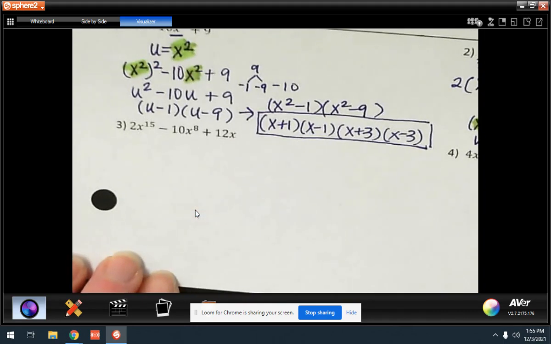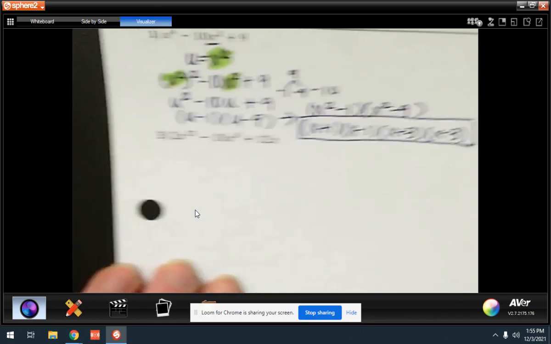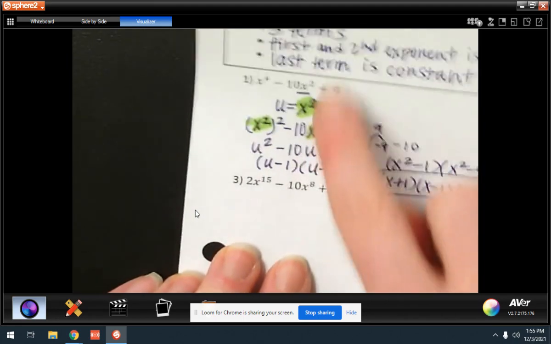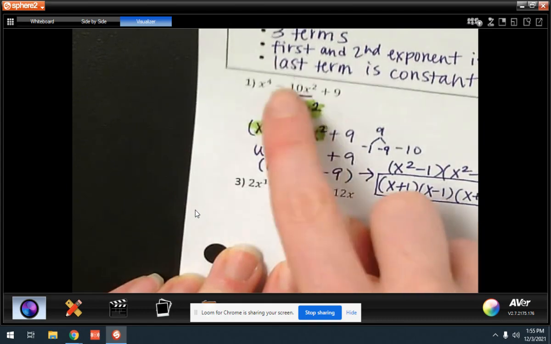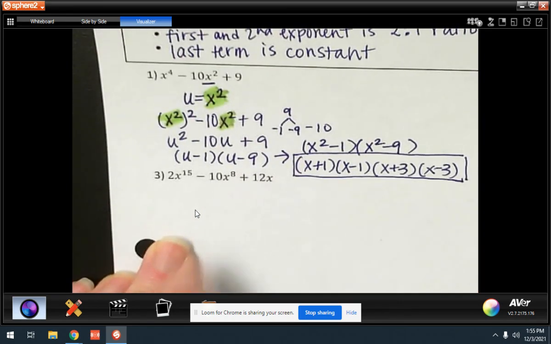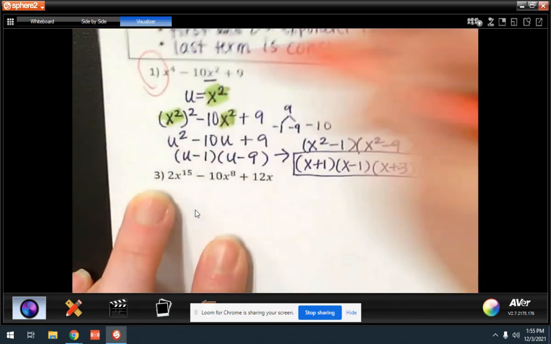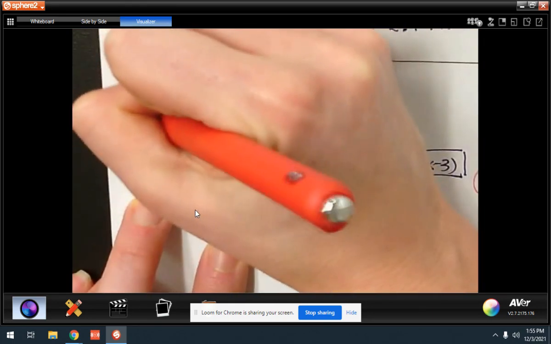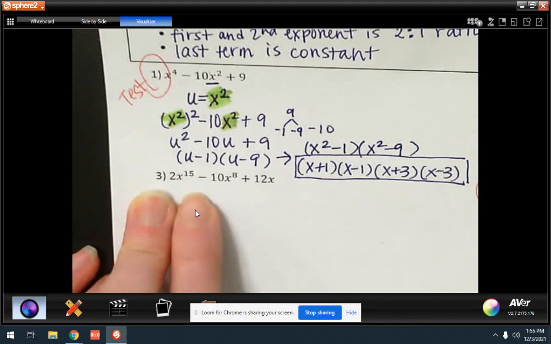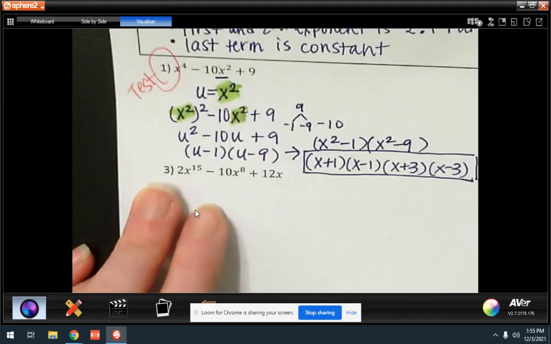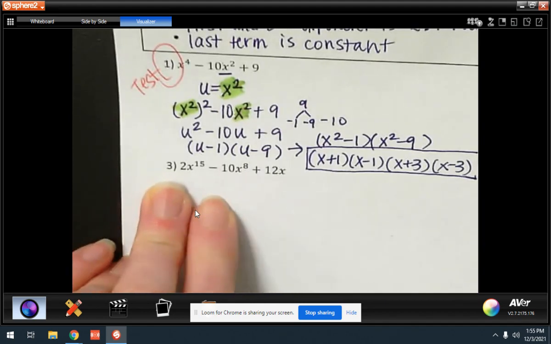All right, let's factor this degree 15 polynomial. This is more like what you're going to see on the test, a degree 4 like number 4. This degree 15 is just to really make sure you understand how U substitution works.